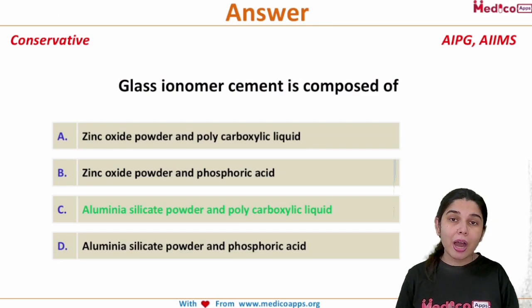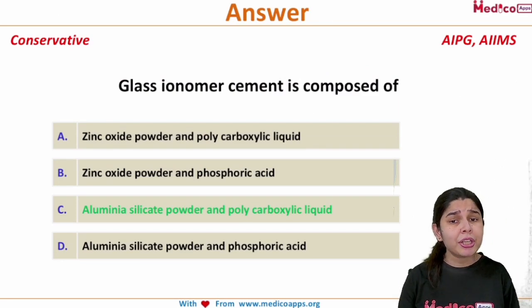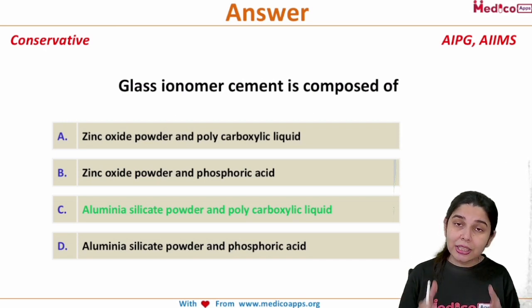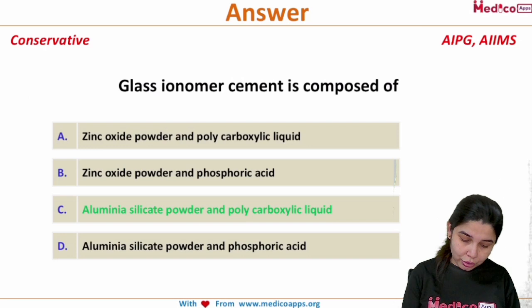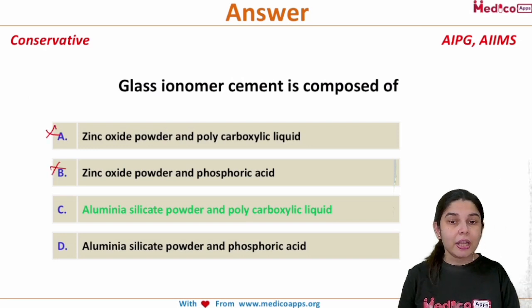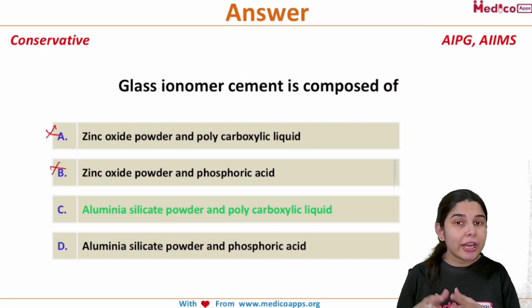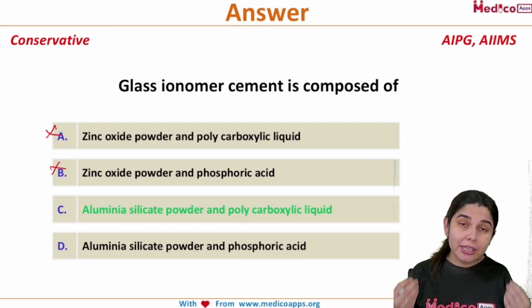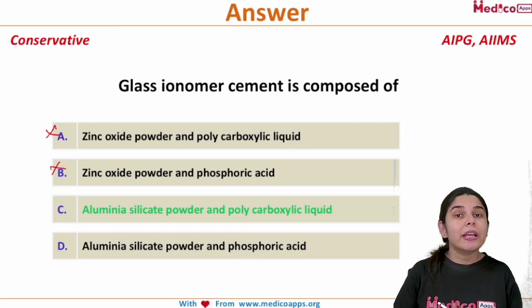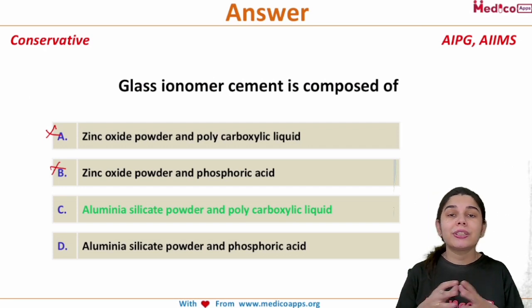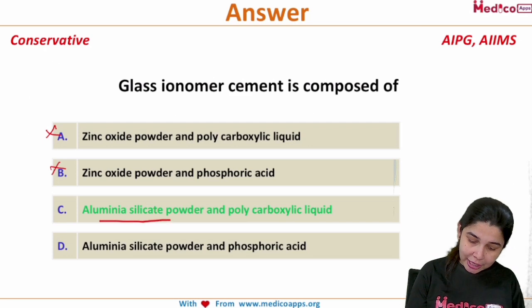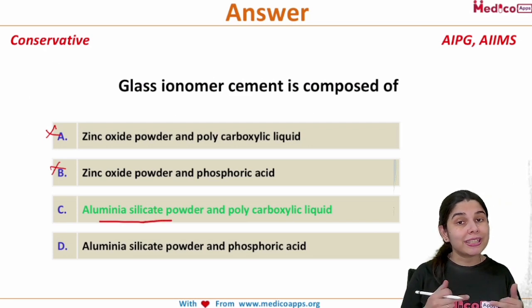So getting back to our question, the question here was that GIC is composed of. Does it consist of zinc oxide powder? No. So the first two options are already cancelled. Now coming to the alumina silicate powder. Now aluminum or alumina is present, and as I have told you, as a whole, it is an acid soluble calcium fluoroalumino silicate powder which is present. So yes, there is alumina silicate powder present, which is present in both C and D options.